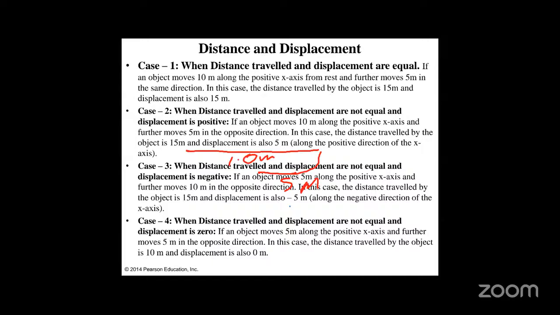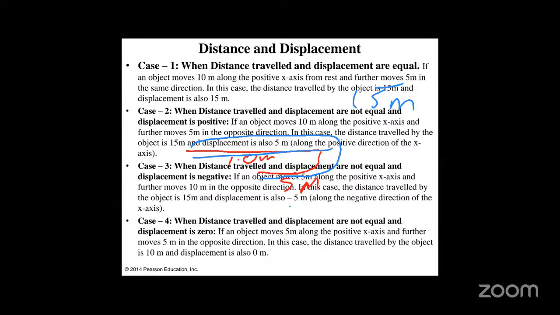5 meters in the opposite direction. In this case, the distance traveled will be the total path taken, that is, going around this way from the beginning, coming to this final point. So this is 10 plus 5. That will give us 15 meters. That is the distance traveled.